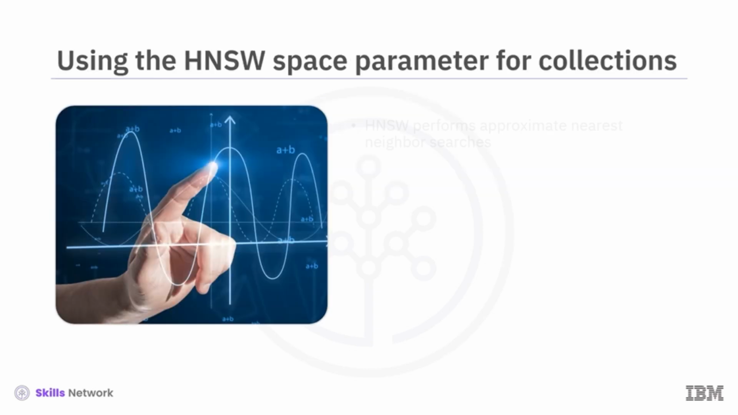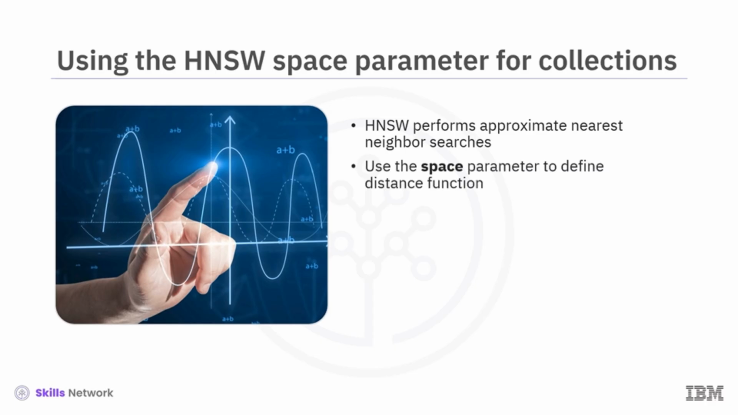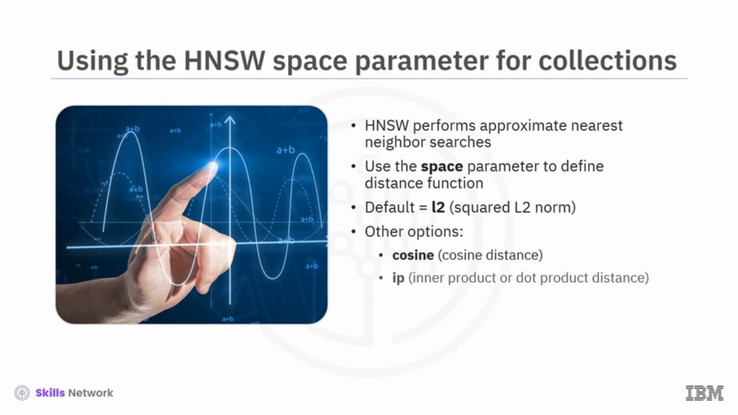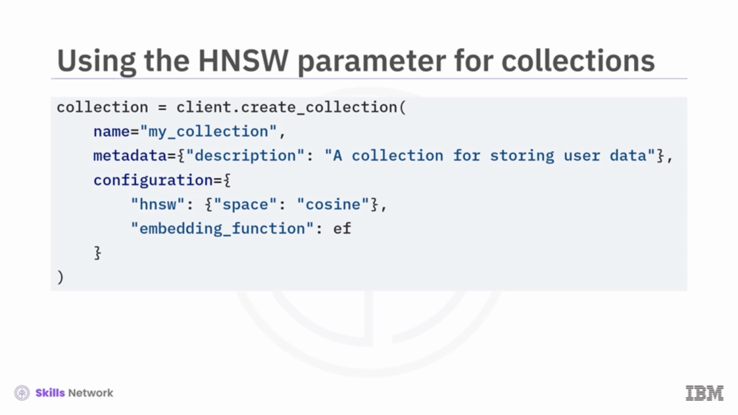ChromaDB uses an algorithm called Hierarchical Navigable Small World, or HNSW, to perform approximate nearest neighbor searches. The space parameter in HNSW defines the distance function used in the embedding space. By default, this is set to L2, which stands for the squared L2 norm. Other supported options include cosine for cosine distance and IP for the inner product or dot product distance. To specify the distance function, pass your chosen value to the space key when configuring a ChromaDB collection at creation time. In this code example, when we create a collection called my_collection in the configuration dictionary, we pass cosine as the value of the space key when configuring HNSW.